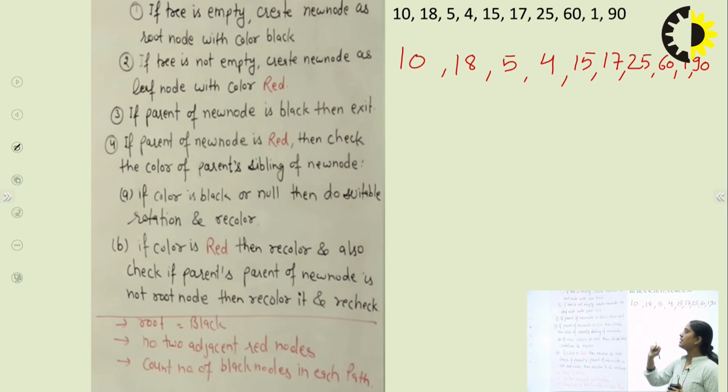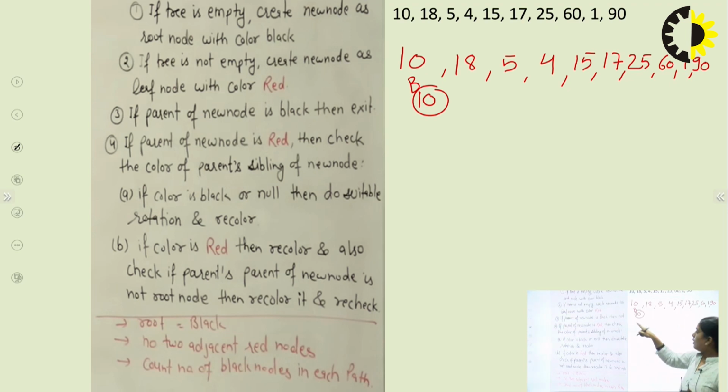If the tree is empty, then create a new node as a root node with color black. Initially the tree is empty. So what we are doing? We are just creating a node, giving it the key value, and the color is black. What is point number 2? If the tree is not empty, then create a new node as a leaf node with color red.